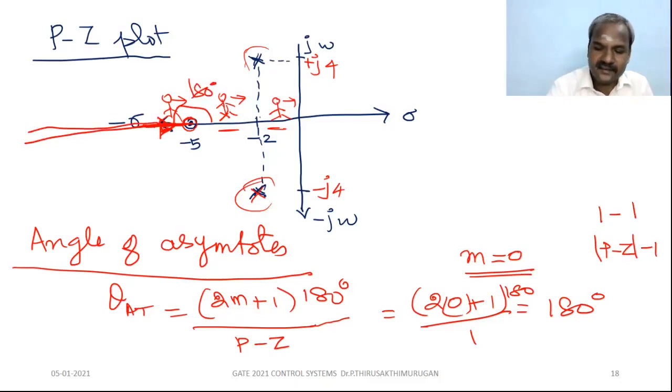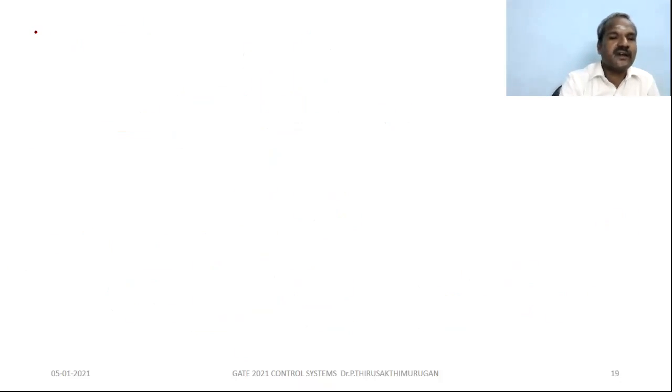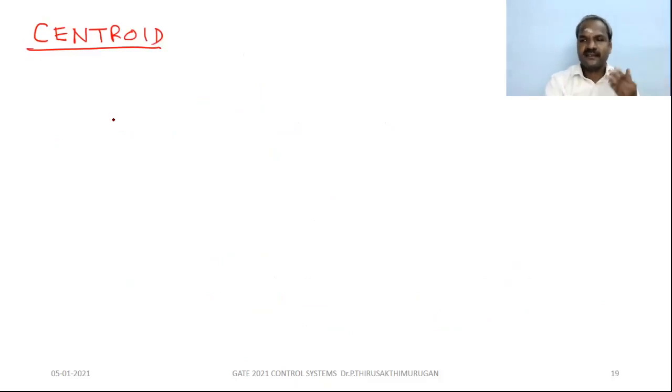Next, let us calculate the centroid. What is the centroid? The meeting point of the asymptotes. It starts at the breakaway point, right? As there is only one branch approaching infinity and only one asymptote exists, the centroid does not exist.